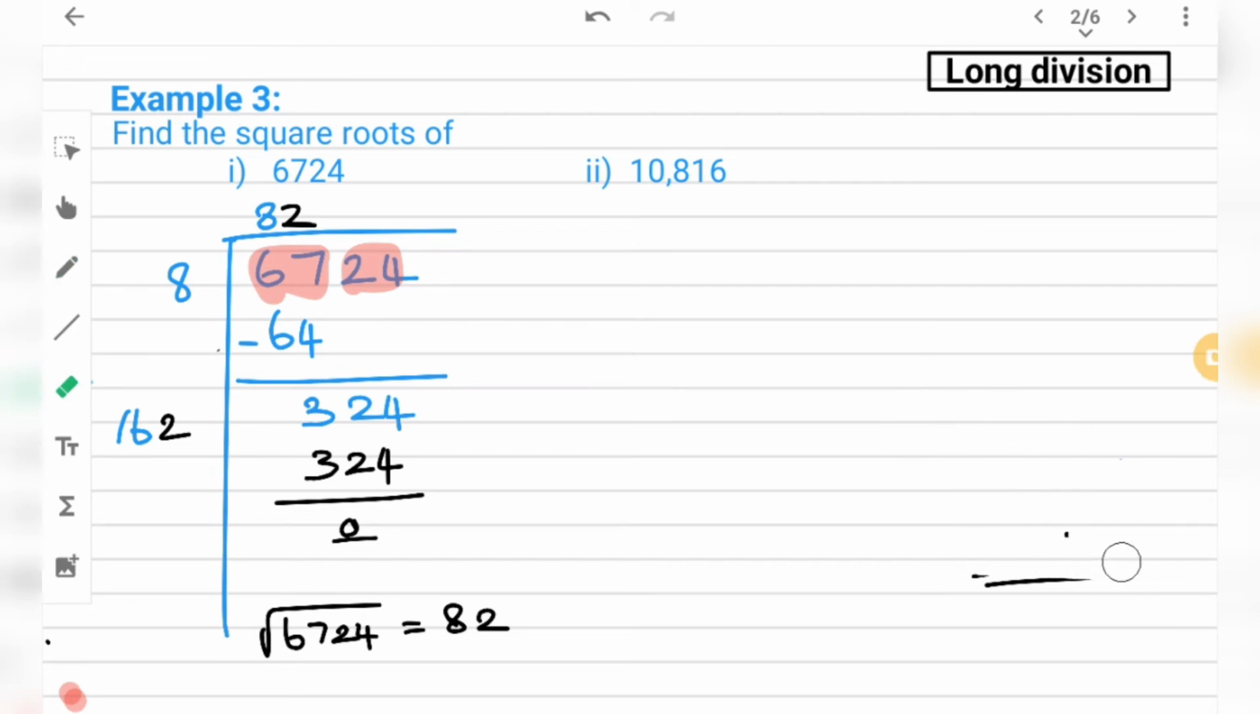We'll do one more sum. Now, I'm taking 10,081. Sorry, 10,816. What is the first step? We have to make a pair. The pairing should be done from the ones place. So 16 is one pair, and this 8 and 0 become one pair, and 1 is the number which is having no pair.